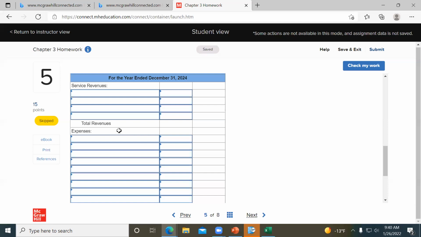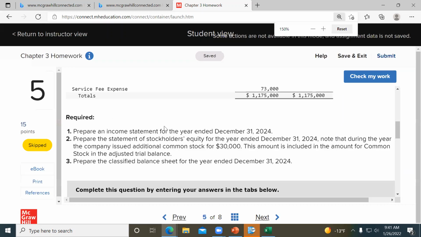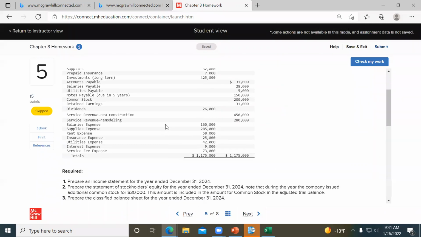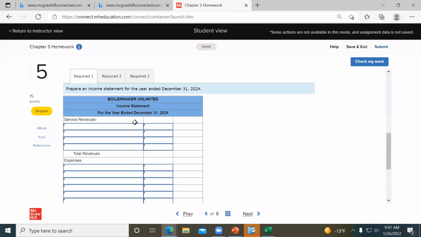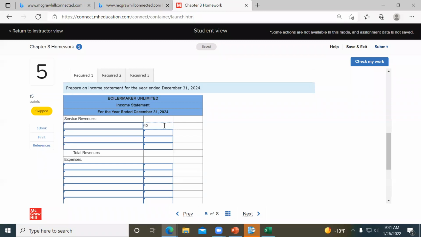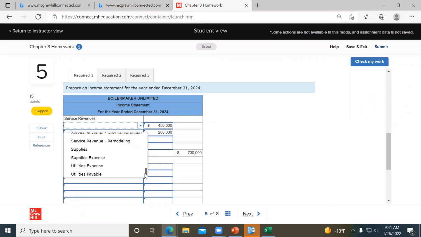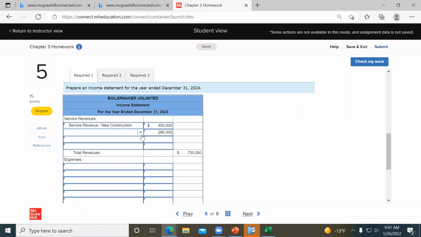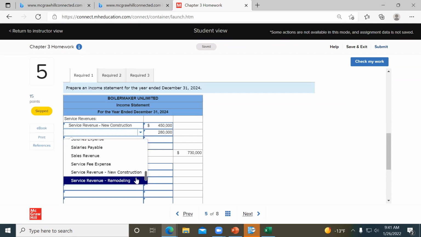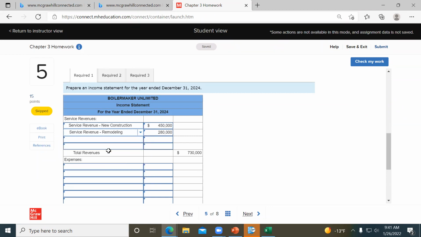Okay. So guys, what are we going to do here? We're going to start with our service revenues, right? So we're going to start with 450 in new construction, 280 in remodeling. Okay, so we've got our total revenues.